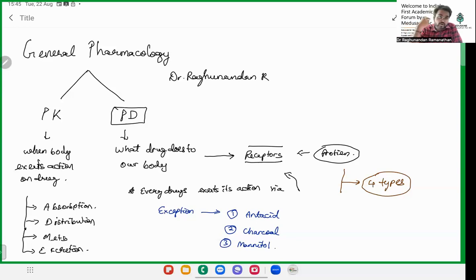Is it clear? Is my audio clear? If not, kindly put it in the chat box if my audio is not clear.